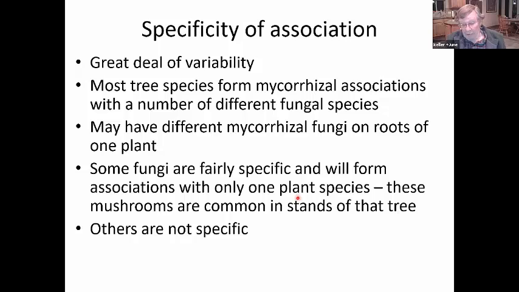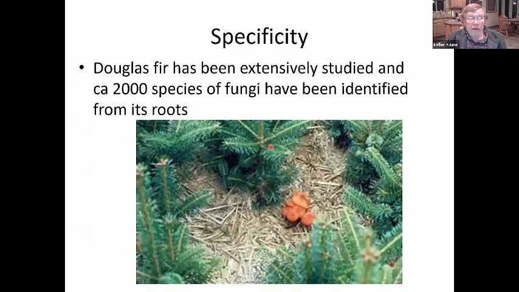Others are not very specific, so they'll be formed on a lot of them. Up in the Northeast, they've studied these a lot, and Douglas fir has been studied very, very widely, and they found something like 2,000 species of fungi identified from its roots. So they can form associations with lots of different fungi. And on the roots of one tree, you might find lots of different fungal species.